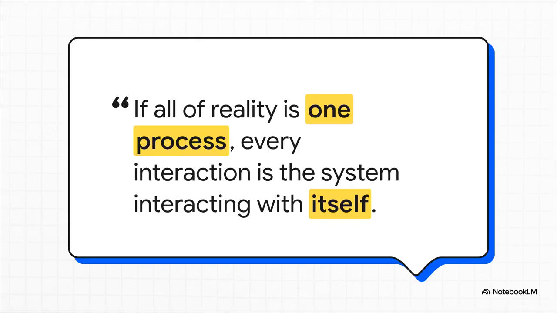And this all leads to a final and pretty provocative conclusion. If all of reality is truly one single unified process, then the separation we feel between you, me, and a star billions of light years away is, in a way, an illusion. Every interaction isn't two separate things bumping into each other. It's the system itself interacting with itself. And that perspective, well, it might just turn an ancient ethical idea, what you do unto others you do unto yourself, into an actual literal principle of physics.